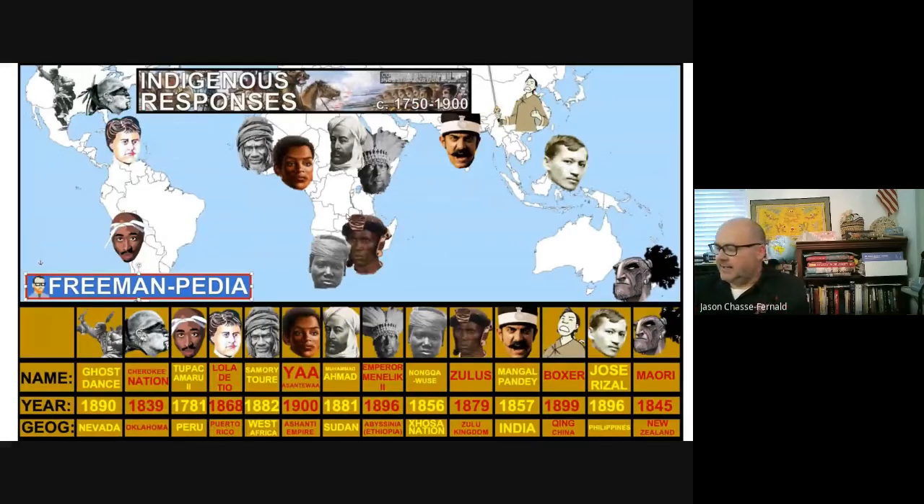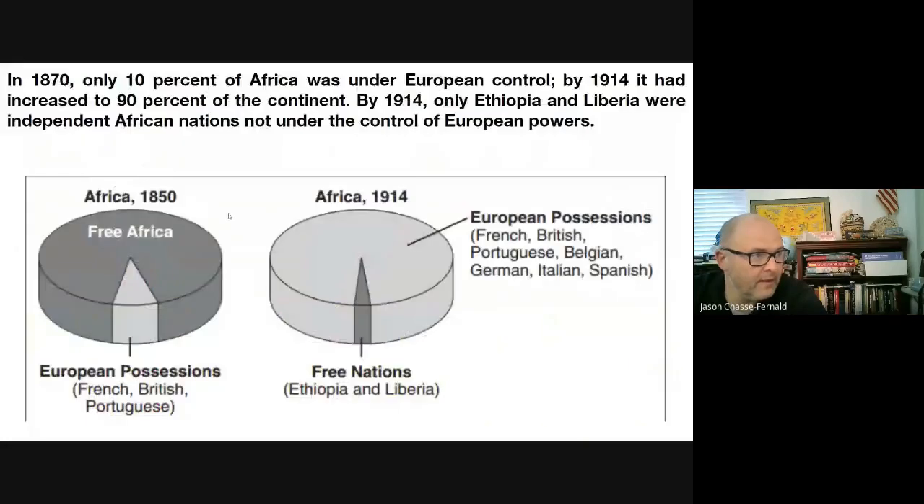Here's a quick map that looks at some of these around the globe. Some of these resistance movements to imperialism are nationalist based, and that we've already looked at. Jose Rizal in the Philippines, the Maoris. We've looked at Túpac Amaru already. So there's a number of these we've already touched on, and there's a bunch of new ones that we're introducing here.